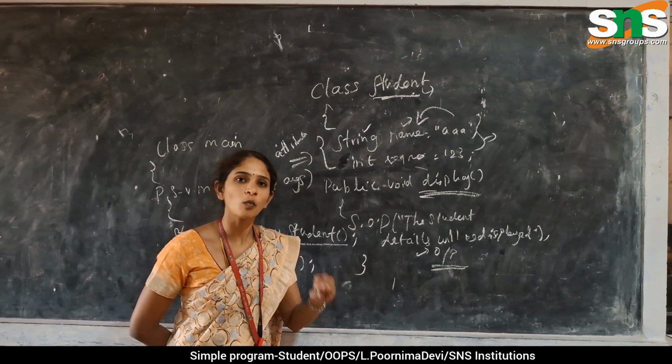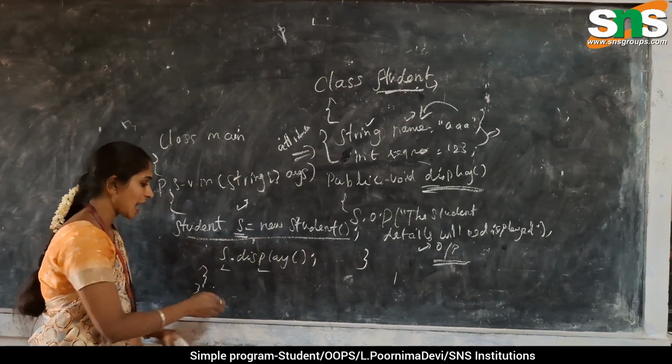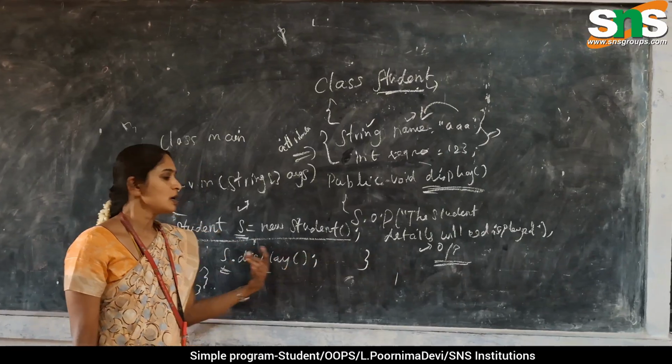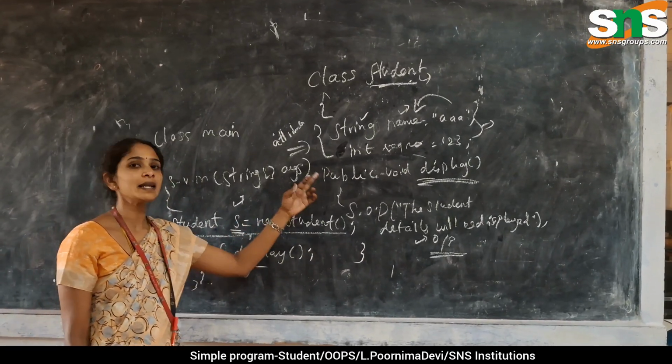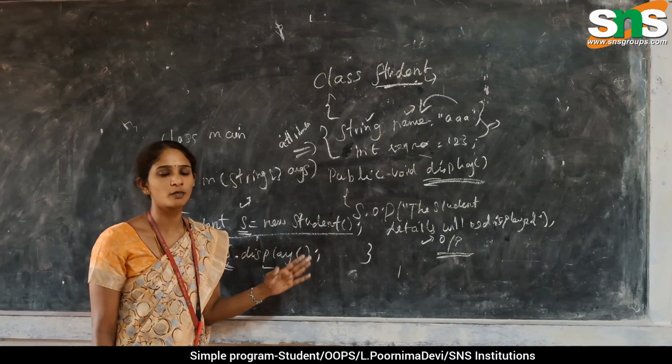Java is more secure. Without the class and without the object, we can't access anything inside the class. So this is the class program. With the help of the object only, you can access any single attribute or single method.